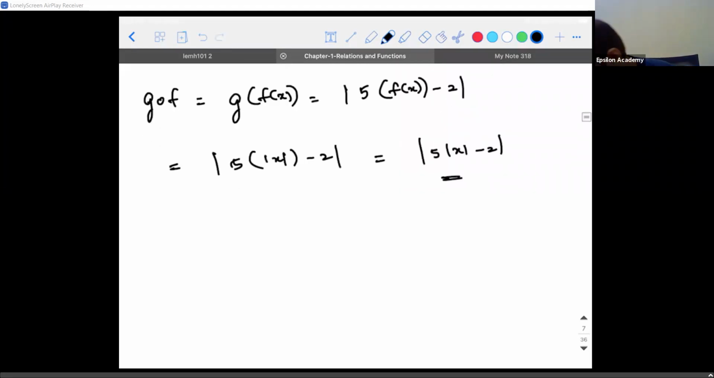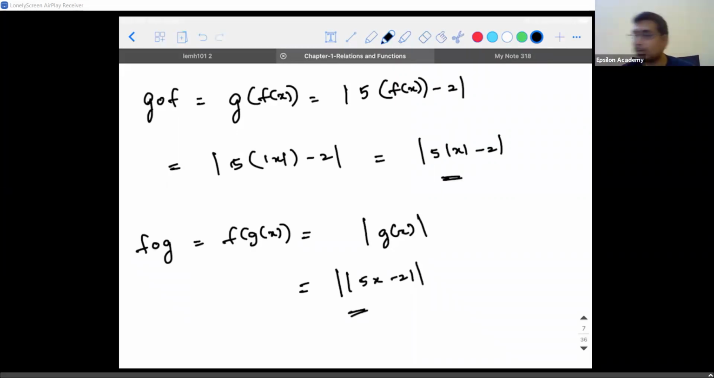What is F circle G? Mod of F of G of X. This is mod of G of X. Mod of, what is G of X? Mod of 5x minus 2. See, mod of 5x minus 2 can be written as mod of 5x minus 2.